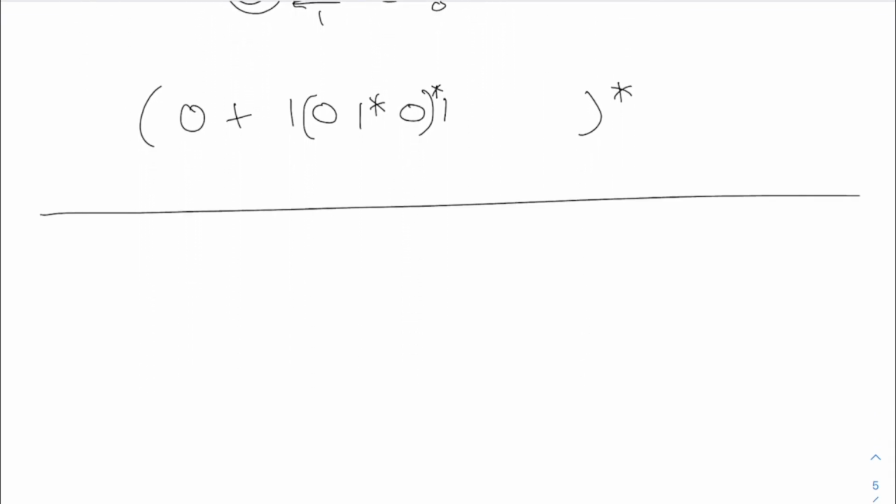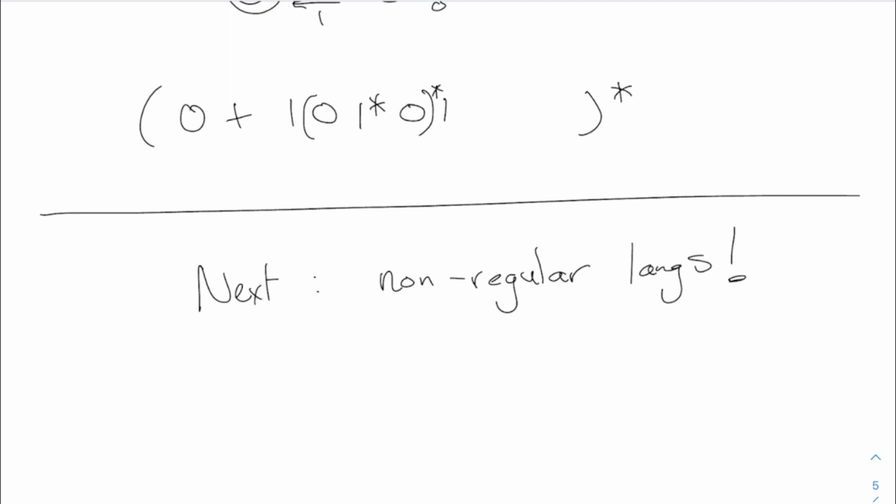What we're going to talk about next time and the next few times is non-regular languages. Languages which you cannot make using NFA, DFA, or regular expressions. All right, I think that'll do. There's no sense in me spending 1 minute more to talk about it.